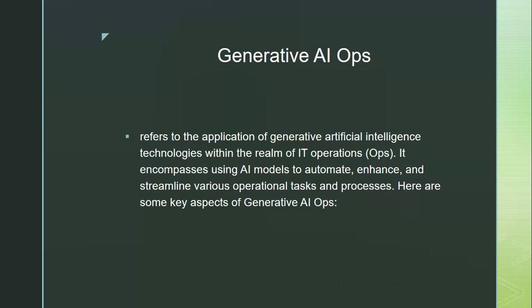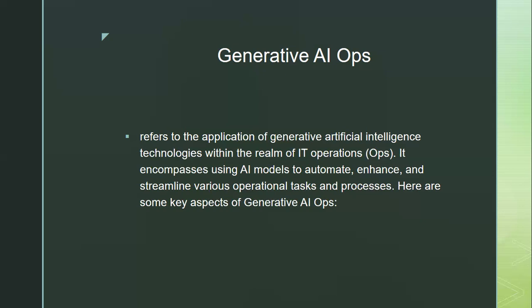It refers to the application of generative artificial intelligence technology with the aim of IT operations. So it is basically an AI model which is helping us to automate, enhance, and streamline various operational tasks and processes. And we will learn what the key aspects of generative AI Ops are.